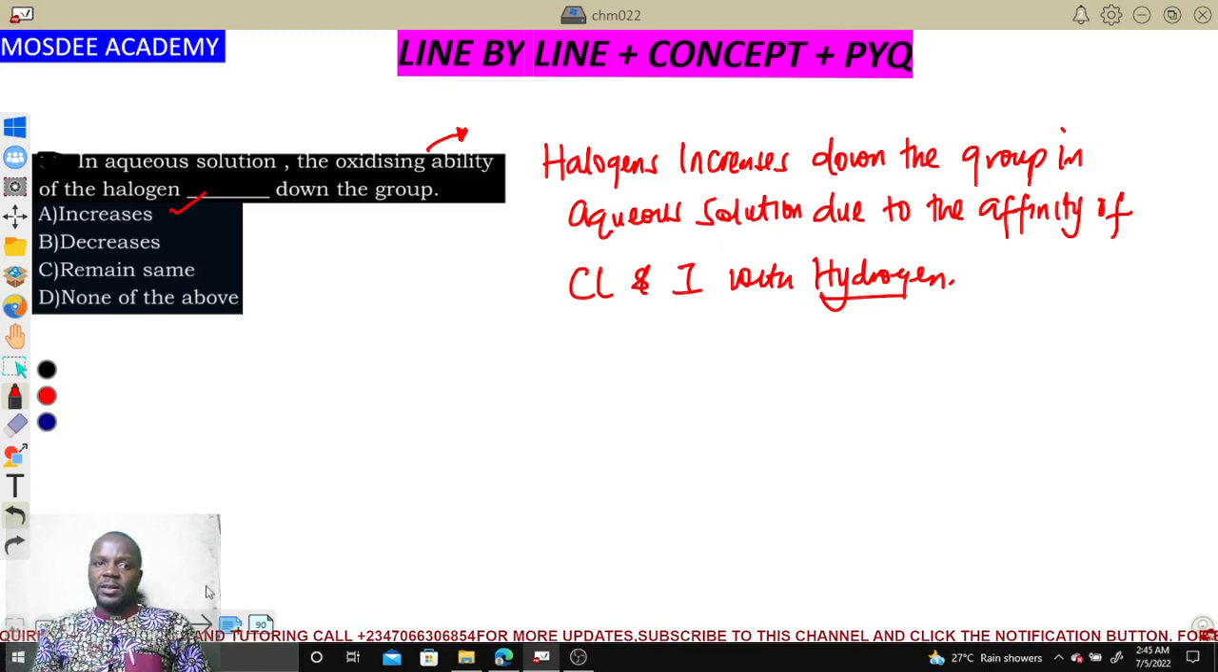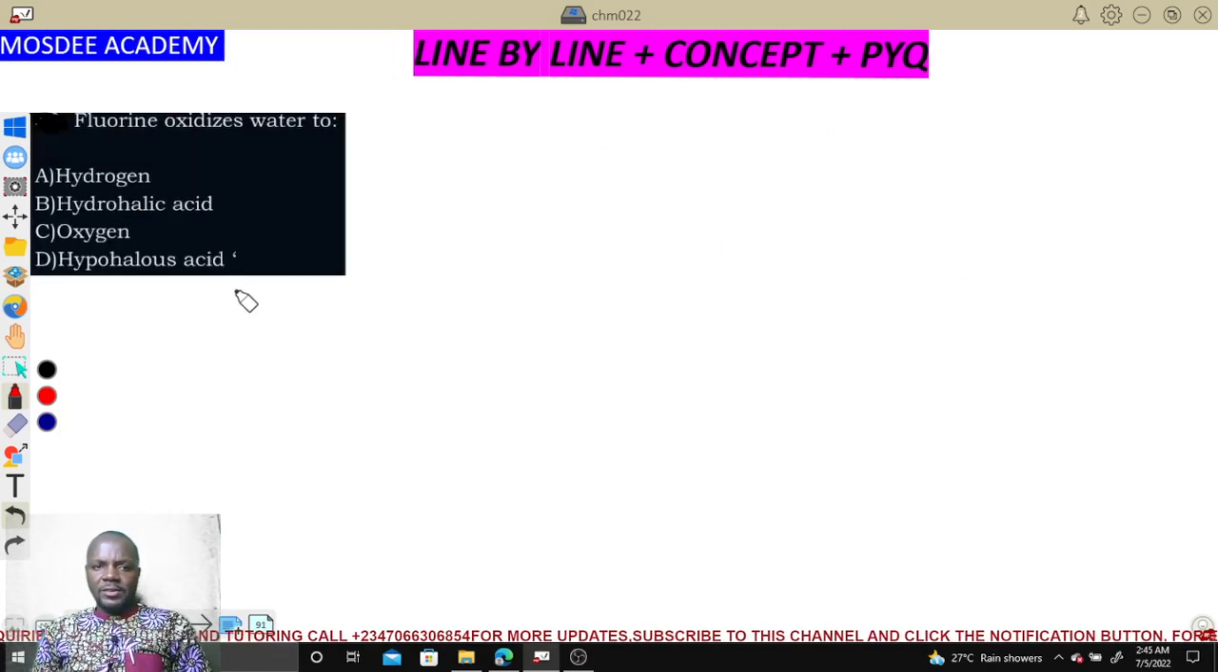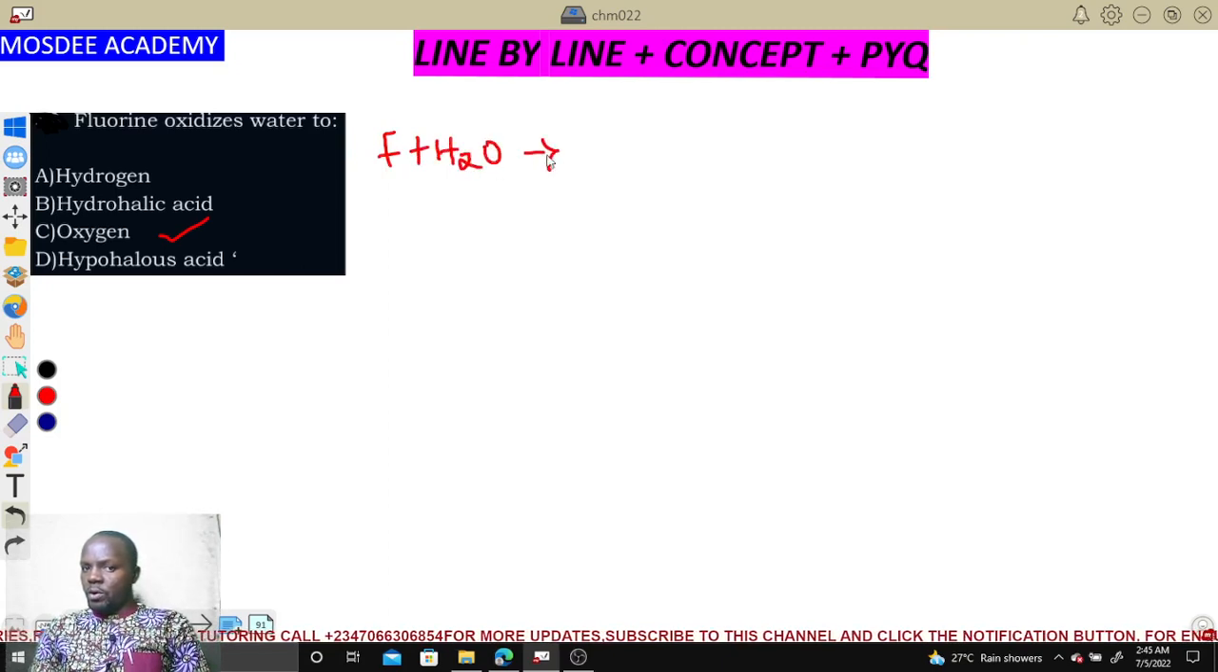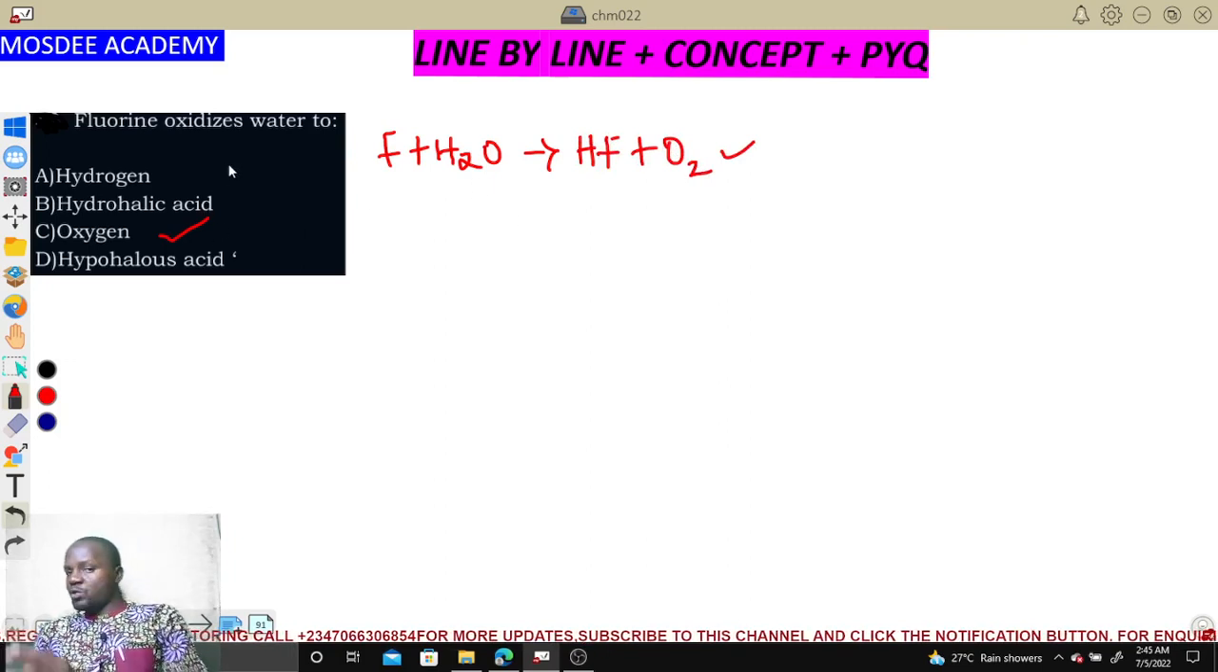The next question will be this. Fluorine oxidizes water to what? I told you the other time, it will give oxygen. Fluorine will oxidize water to give you, please be careful about this, oxygen. So oxygen is what we are going to liberate when fluorine reacts with water.